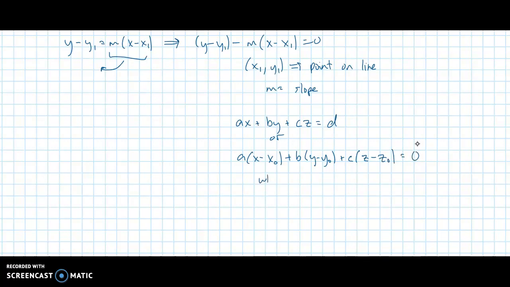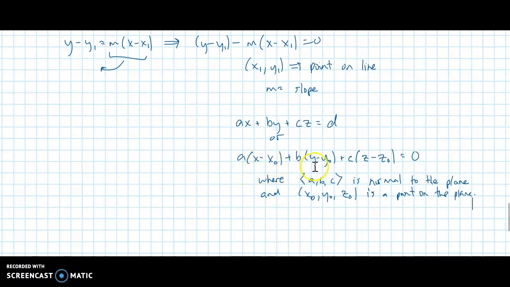So where the vector a, b, c is normal to the plane, and x naught comma y naught comma z naught is a point on the plane. You may say, what about x and y and z?